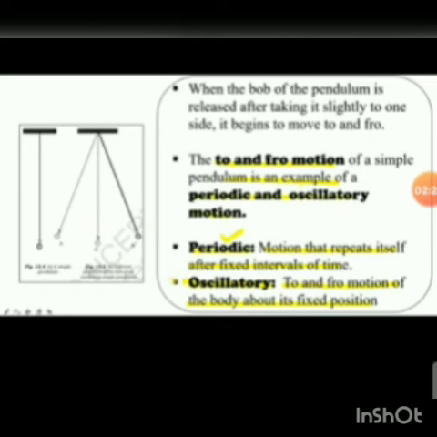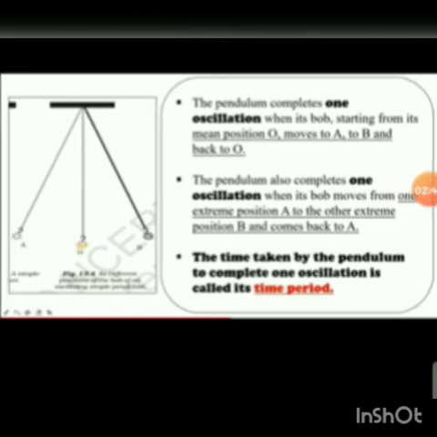So what is this an example of? This is an example of oscillatory motion. Periodic motion is motion that repeats itself at fixed intervals of time, and oscillatory motion is the to and fro motion of a body about its fixed position.